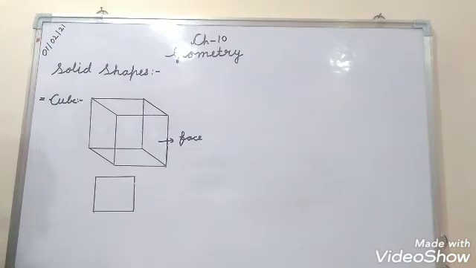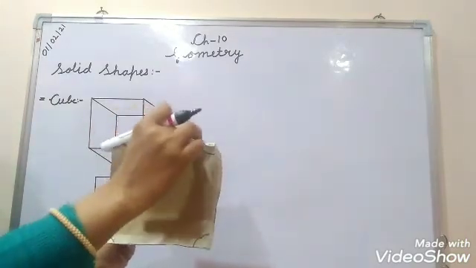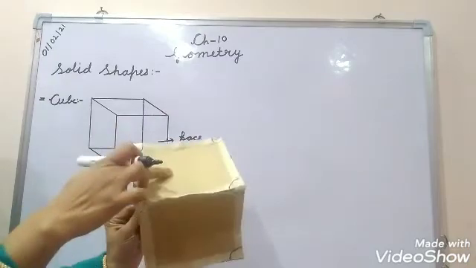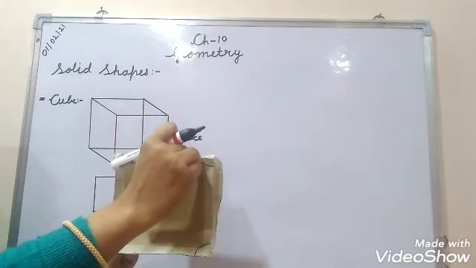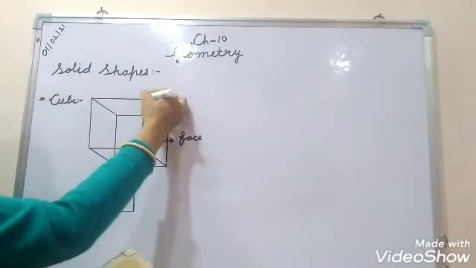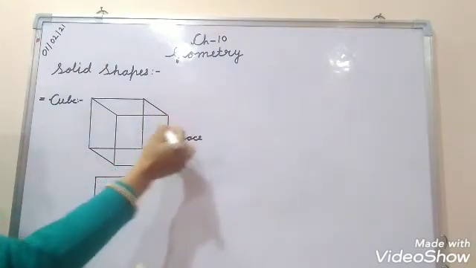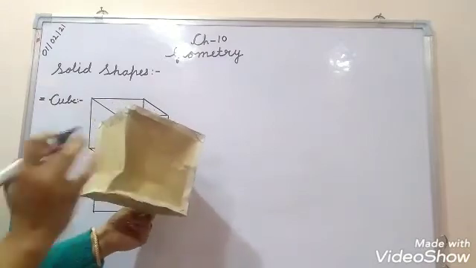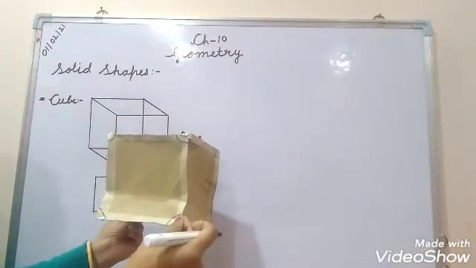Now here you can see that faces are joining by some line. This face and this face are joining by one line. What is it called? It is called edge. Here you can see that this line is called edge. This face and this face are joining by this line. This is called edge.